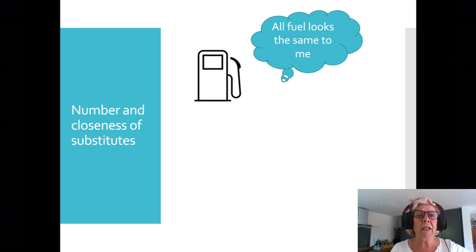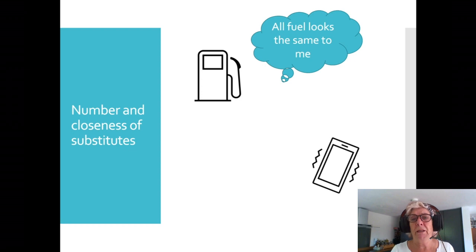So, number and closeness of substitutes. If we take a good like fuel that we put in our cars when we drive, all fuel looks the same, doesn't it? I don't mind where I get my fuel from.